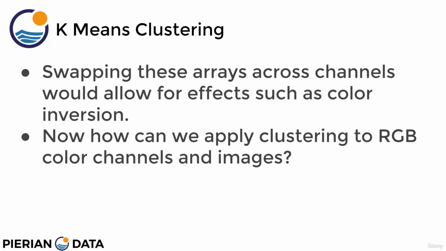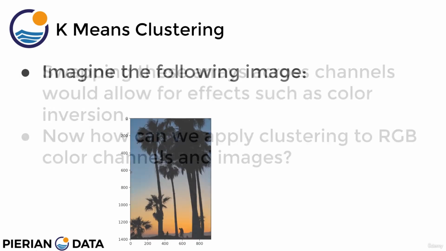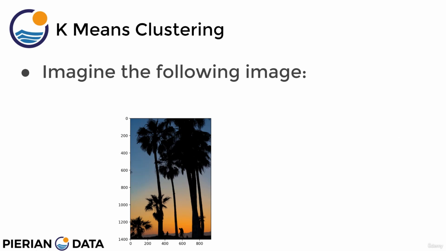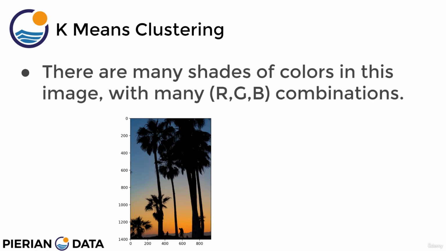Let's move on now to thinking about k-means clustering and its applications. How can we actually apply clustering to red, green, blue color channels and images? So let's imagine the following image here showing a nice sunset with some palm trees that are kind of in the shadows. Now there are actually many shades of colors in this image. Note that we have this nice gradient going from orange to these light yellows to this mix between blue and yellow all the way to these darker blues on the top, which means there are many distinct values of red, green, and blue combinations.